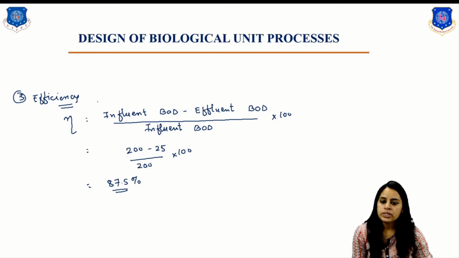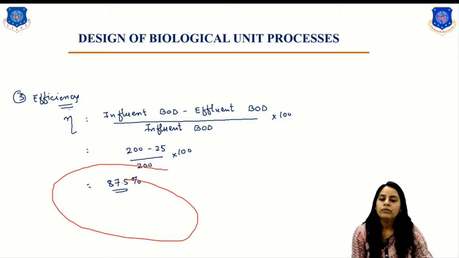Now the third step is the efficiency. The efficiency is the influent BOD minus the effluent BOD, divided by the influent BOD, into 100. The influent and effluent BOD are given, so the answer is 87.5%.